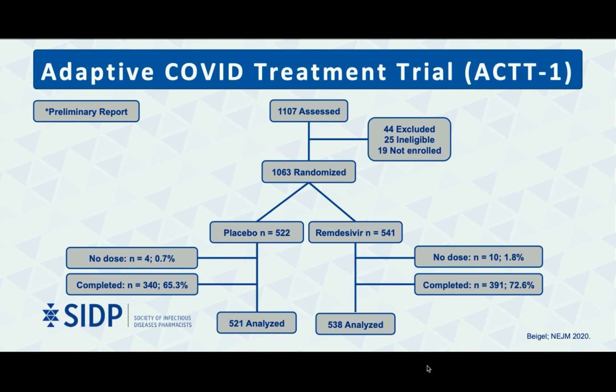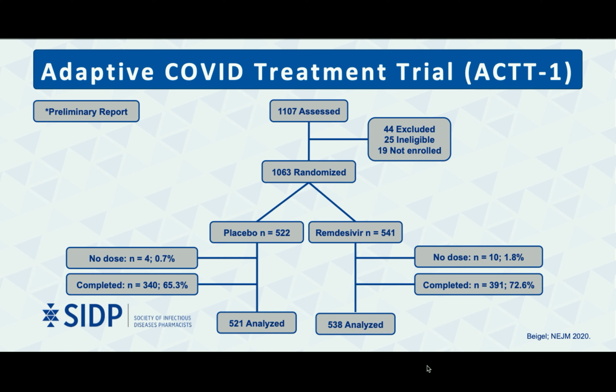Next, we have data that were very highly anticipated, the preliminary results from the ACT-1 study, which were recently published in the New England Journal of Medicine. For background, these results were generated following the full enrollment of the target sample of 1,063 patients, but not all patients had completed final follow-up by the time of publication.